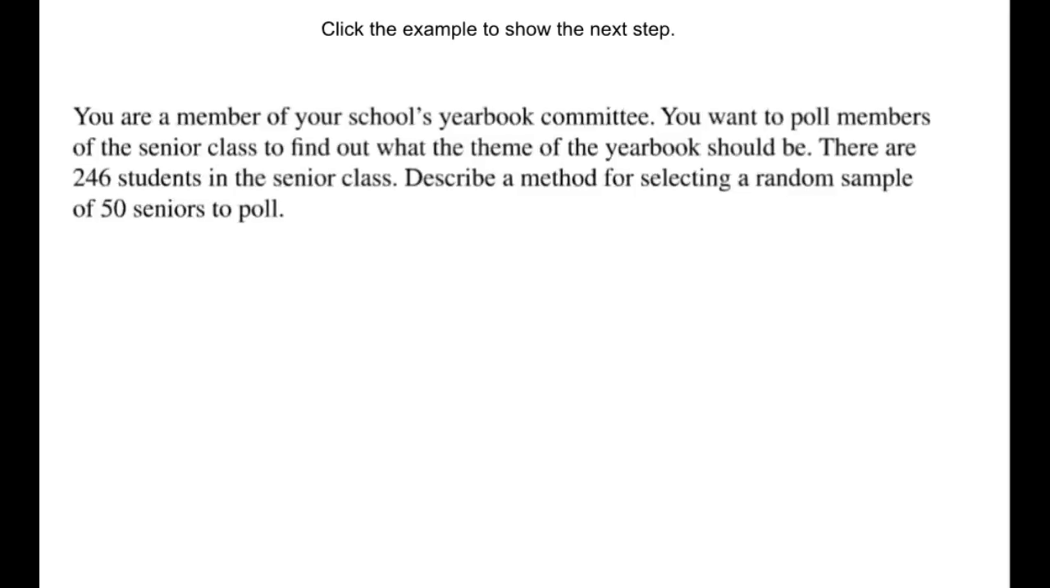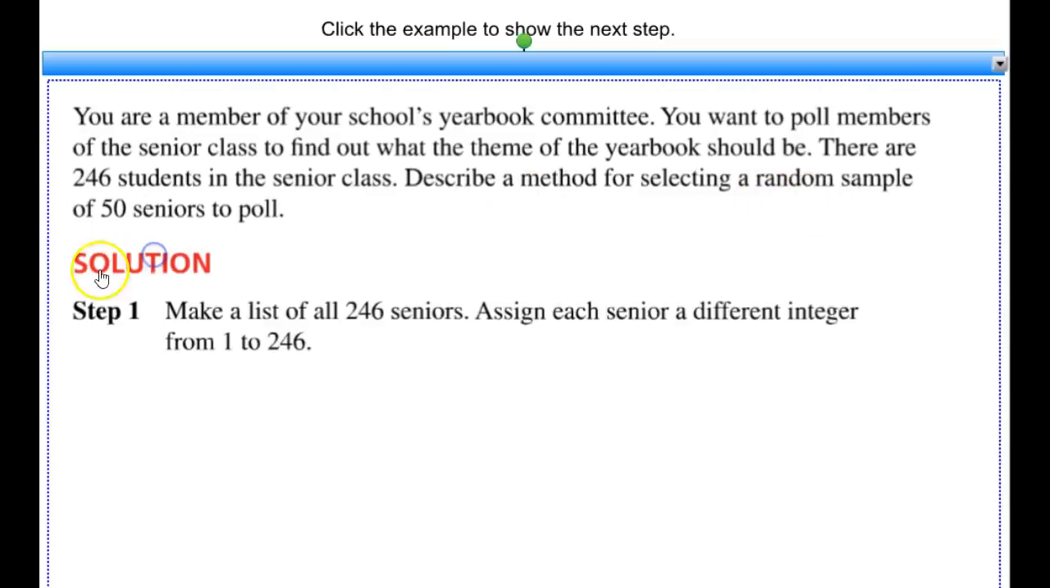So here's our next example. You are a member of your school's yearbook committee. You want to poll members of the senior class to find out what the theme of the yearbook should be. There are 246 students in the senior class. So now you have to come up with a method for selecting a random sample of 50 seniors. Because you don't want to spend all of your time chasing down all 246 seniors. You want to have a nice number that you can work with. So you have to figure out what's the easiest way to select your random sample.